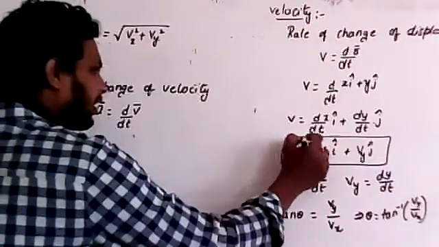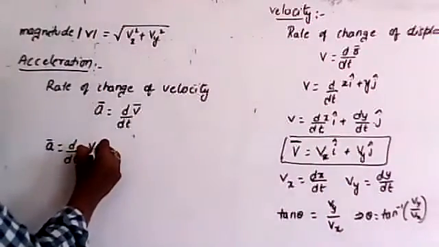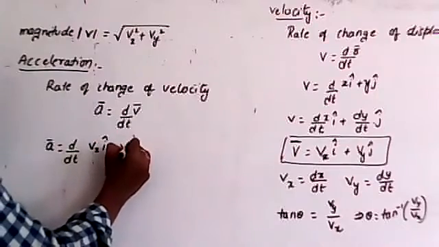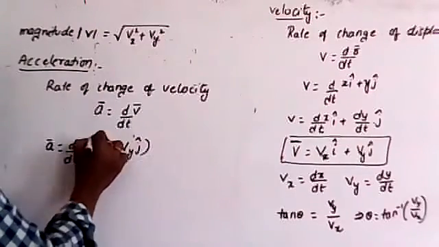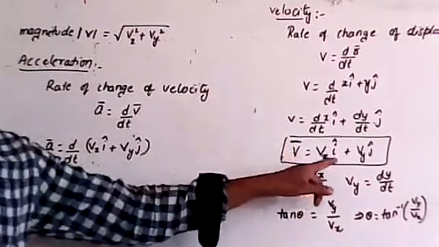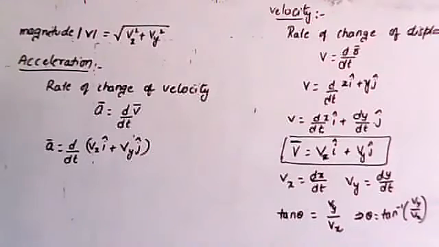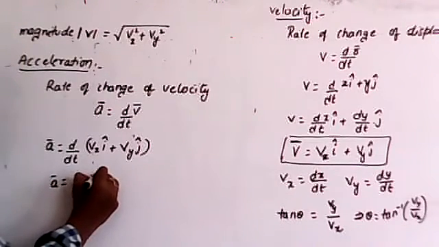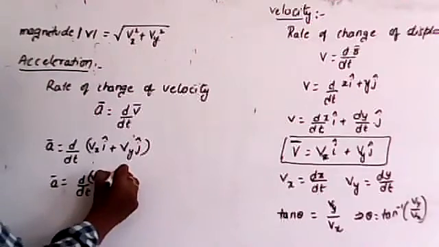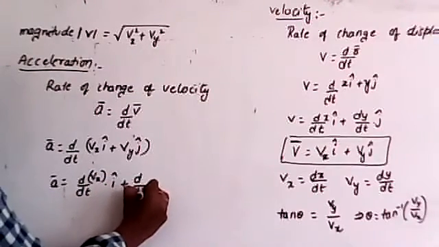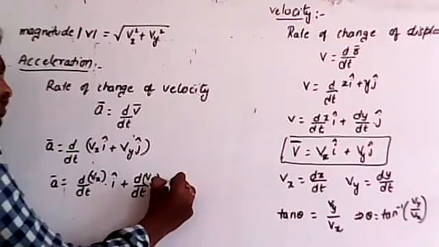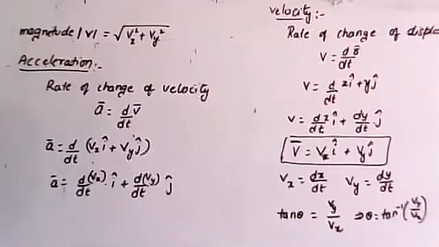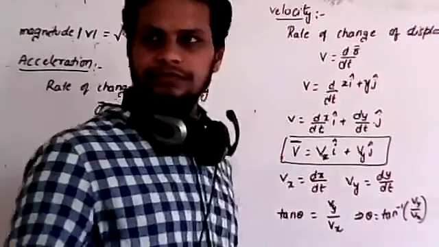V bar can be taken as vx i cap plus vy j cap. So velocity can be taken as vx i cap plus vy j cap. Now I will write like this, my acceleration A is equal to d by dt of Vx into i cap plus d by dt of Vy into j cap. Did you understand this step, ma?